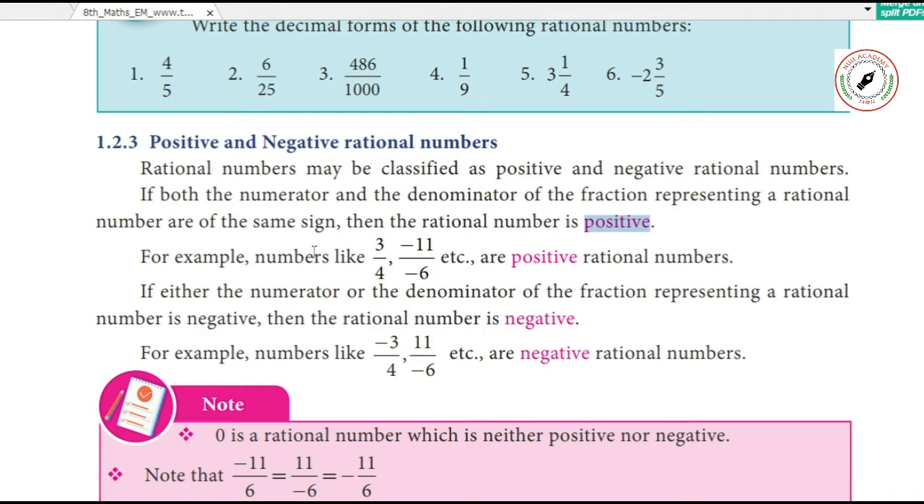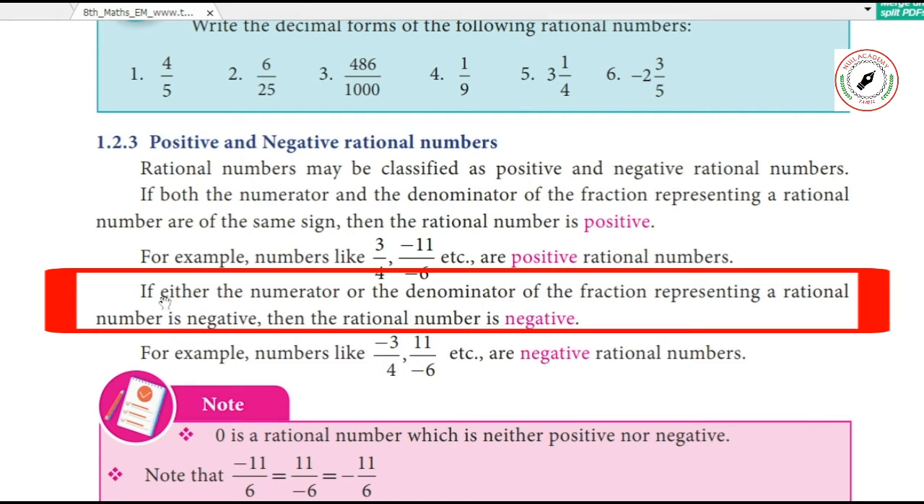Say, for example, 3 by 4. 3 by 4 is a positive rational number. Minus 11 by minus 6 is also a positive rational number. Even though this number contains a minus sign, it is a positive number because both numerator and denominator have the same sign, so it is called a positive rational number.